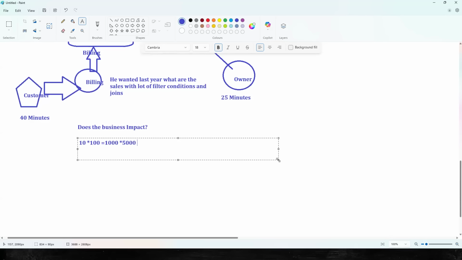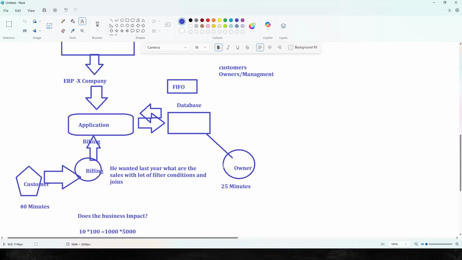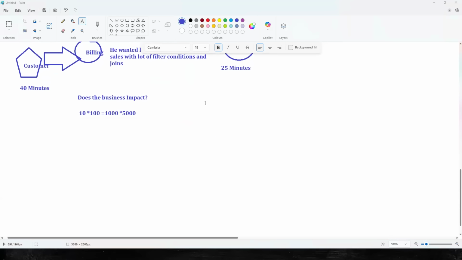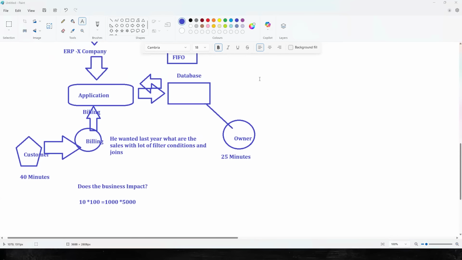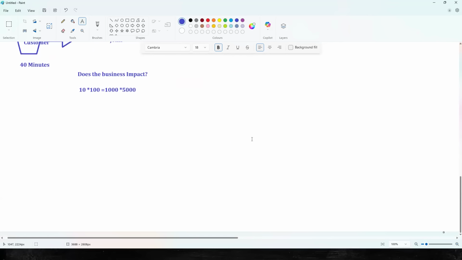So instead of the owner directly interacting with the database, they are going to separate the system. That is where the data warehouse comes into the picture. Everybody understand now why we need a data warehouse? Everybody, are you clear on this?